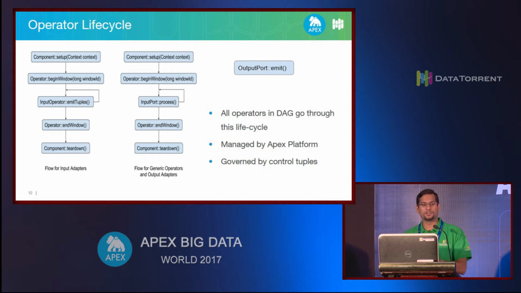The process method is what one has to implement to write their own business logic. Finally, we saw that an operator has to send some data to the next operator, right? That is where the emit method of the output port is called. All these methods are called by the Apex engine, the Apex platform, so one need not worry about how they get called. One just needs to implement them to do the business logic there.